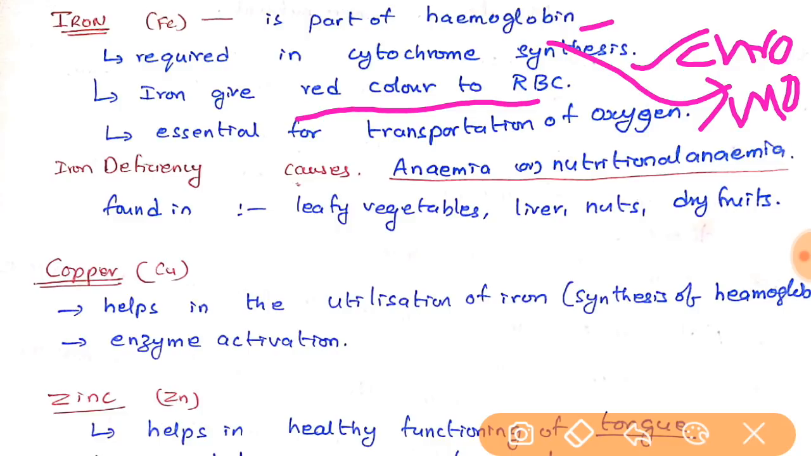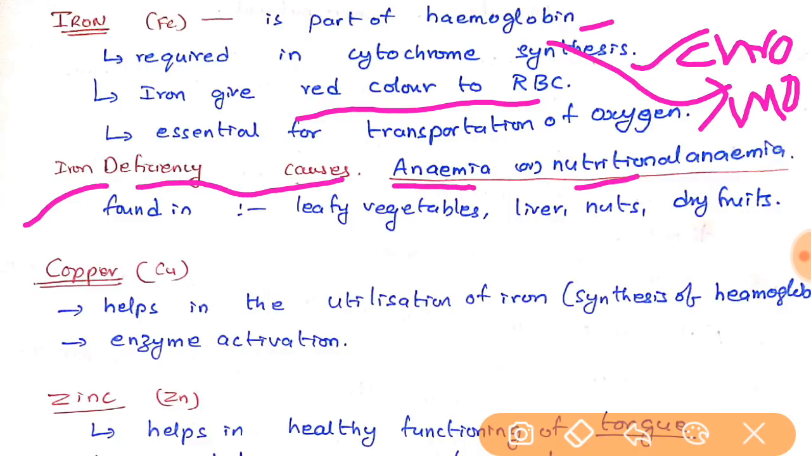You know that when iron is exposed to the atmosphere, which has some moisture, it gets rust and turns reddish brown in color. The same way, see friends, red color is given to the red blood cells due to the presence of iron. We know that iron deficiency causes anemia.